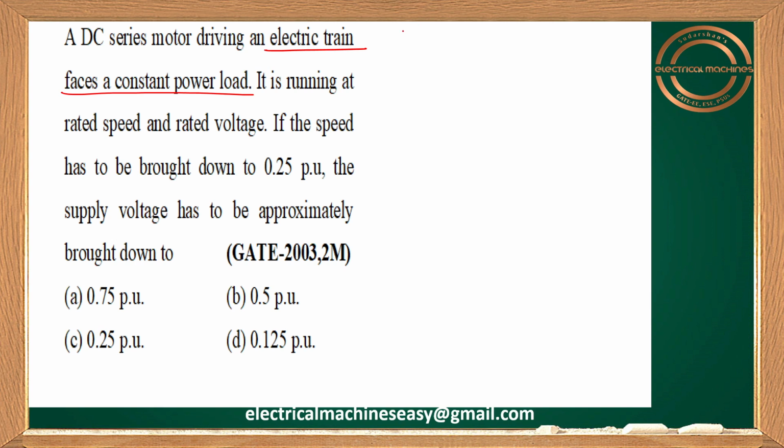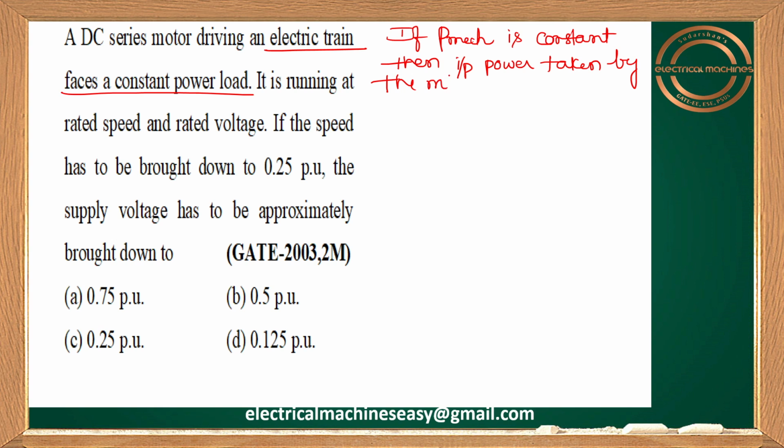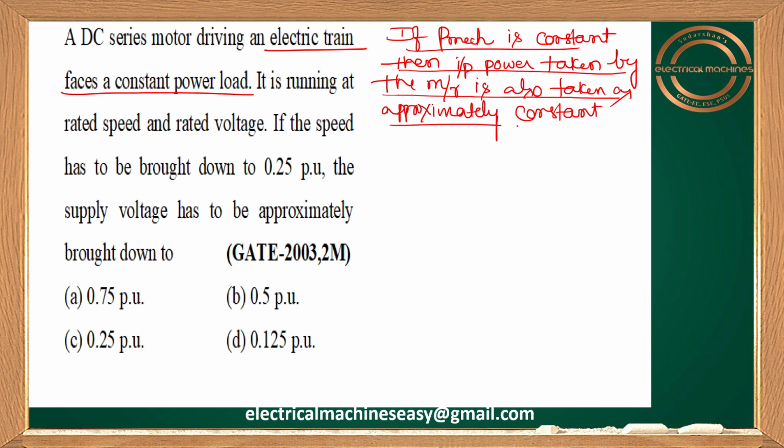Let me write one point here. If the mechanical load is constant for a DC series motor, then the input power taken by the motor is also approximately constant. Something simple here: whenever the mechanical power is given as constant, the input power taken by the motor is also taken as approximately constant.